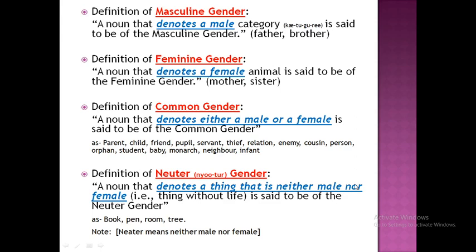Like, is it possible for us to refer to a book as male or female? Is it really possible to refer to a pen as male or female? A room? A tree? Is it really possible to call a mobile male or female? So these all things are neuter in gender. These names never ever refer to a gender. So that is the fourth gender, which is neuter gender. I think this must be very clear to everyone.